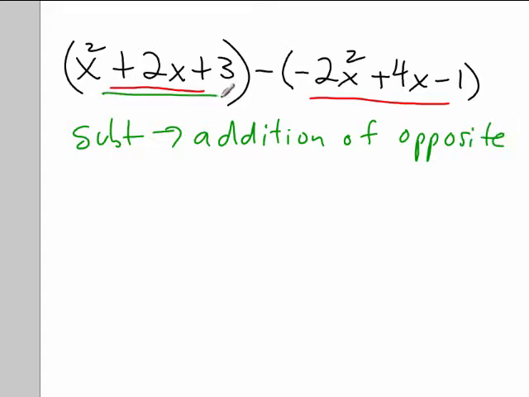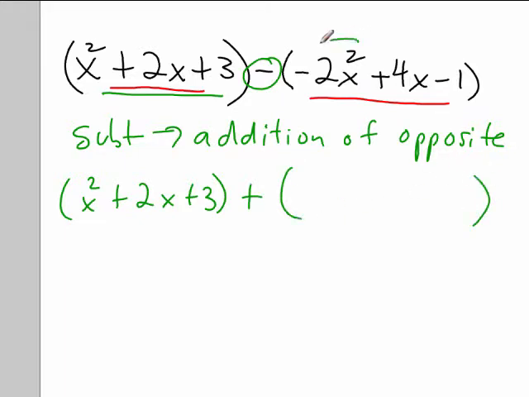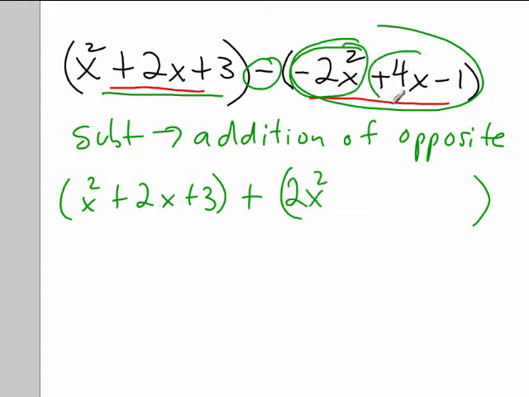And so I'm going to take my original polynomial and I'm going to add the opposite of this polynomial, which means I have to take the opposite of each term. The negative becomes positive here. This plus 4x becomes minus 4x. This -1 becomes +1. And so we've turned our subtraction question into an addition question.